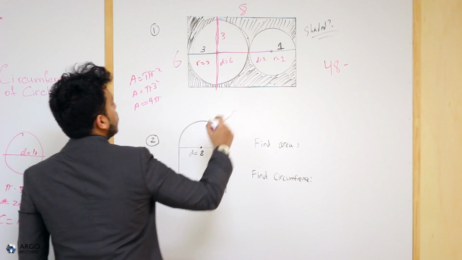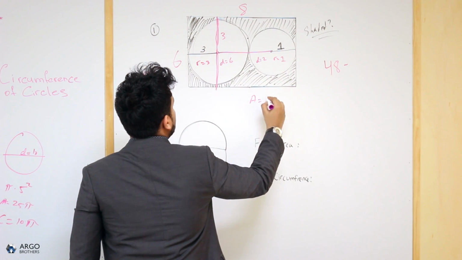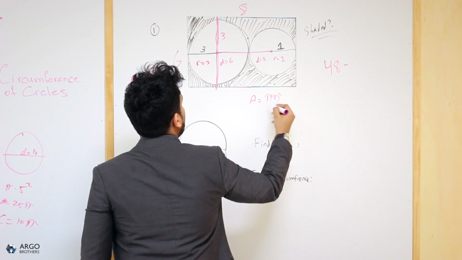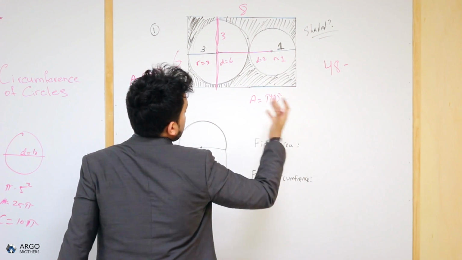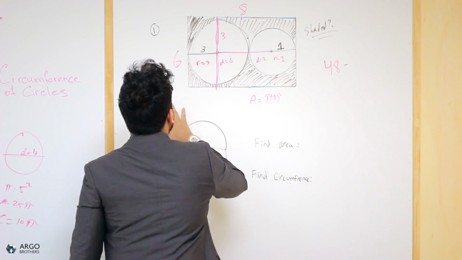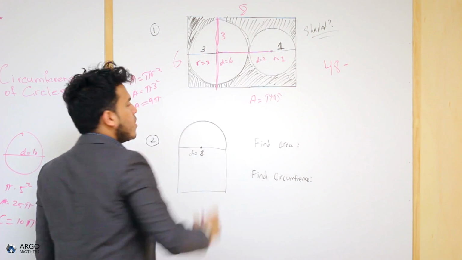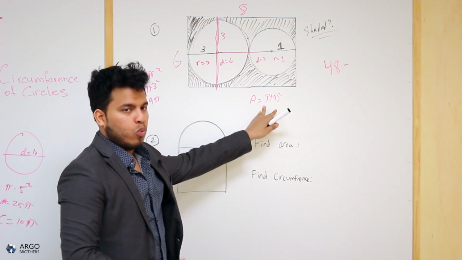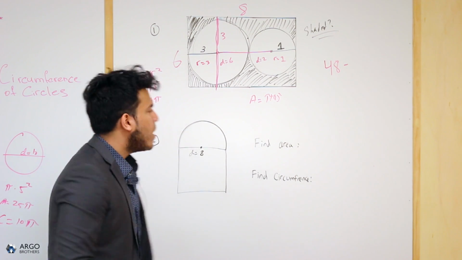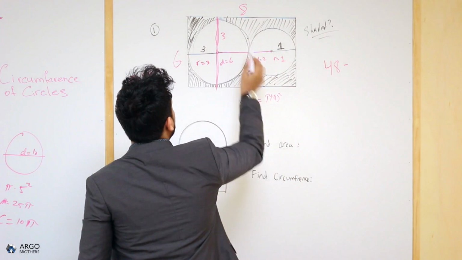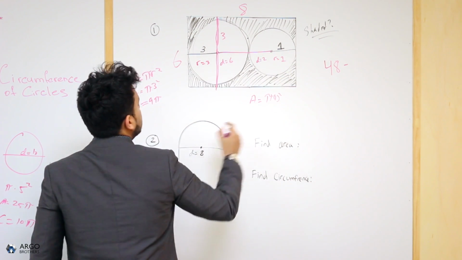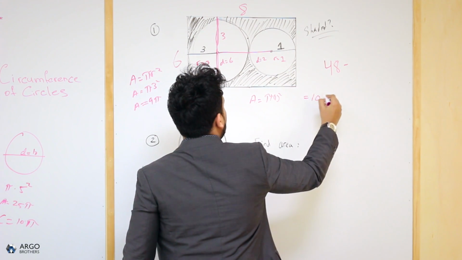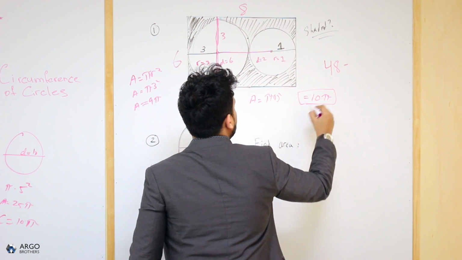And for the second circle, A is equal to pi times 1 squared. 1 squared is simply 1. 1 times pi is simply pi. So now I have to add both of the areas of the circles. So 9 pi plus 1 pi is simply 10 pi. So I know that this area plus this area is equal to 10 pi. This is my unshaded region.